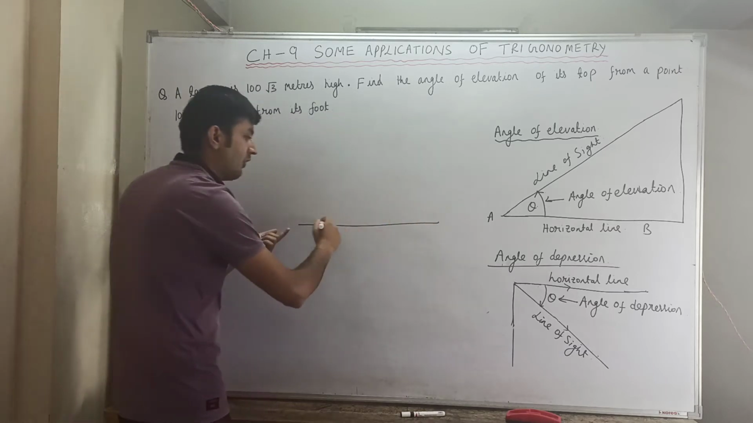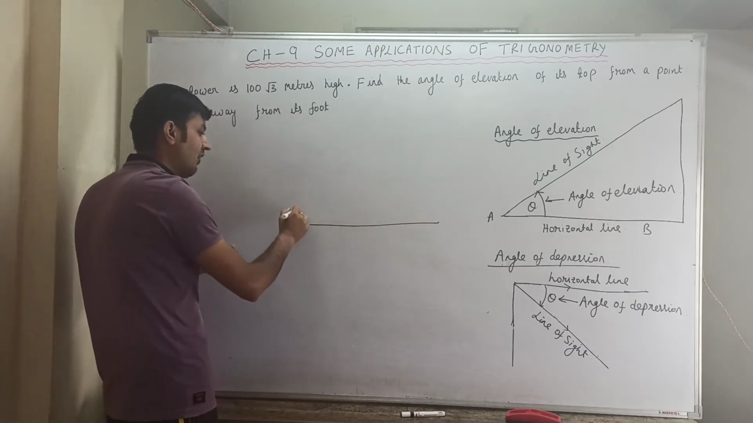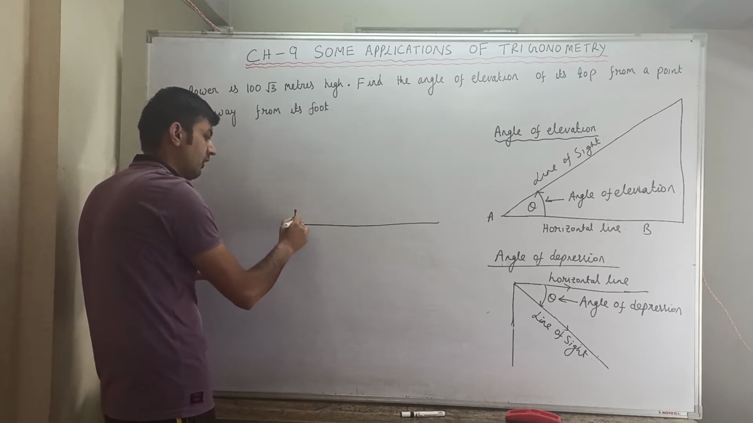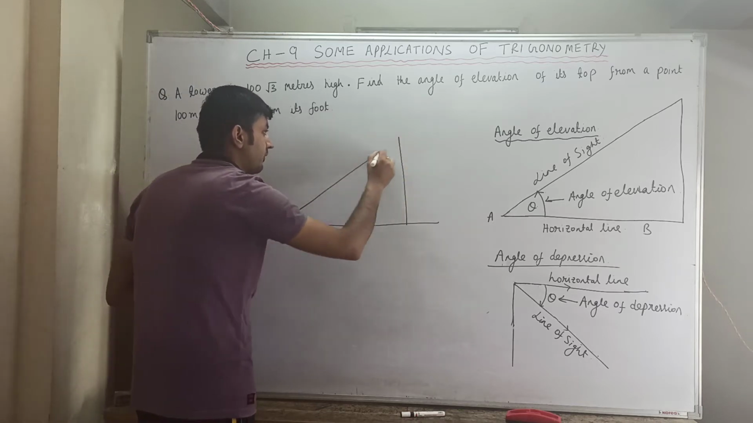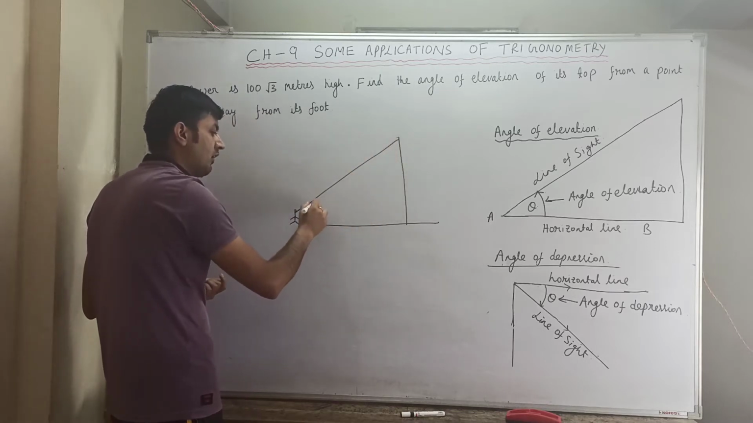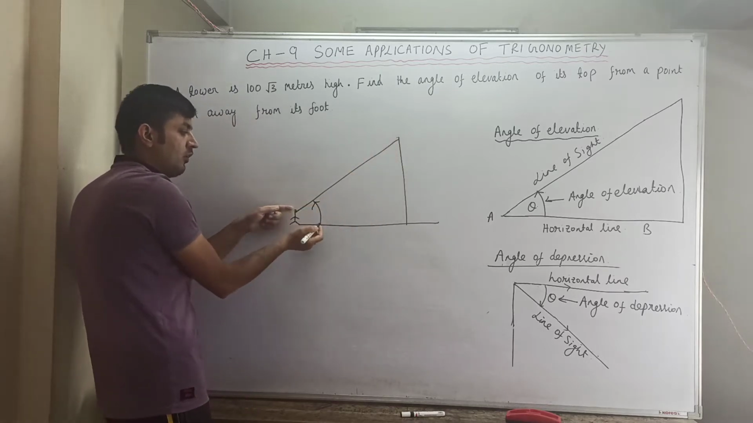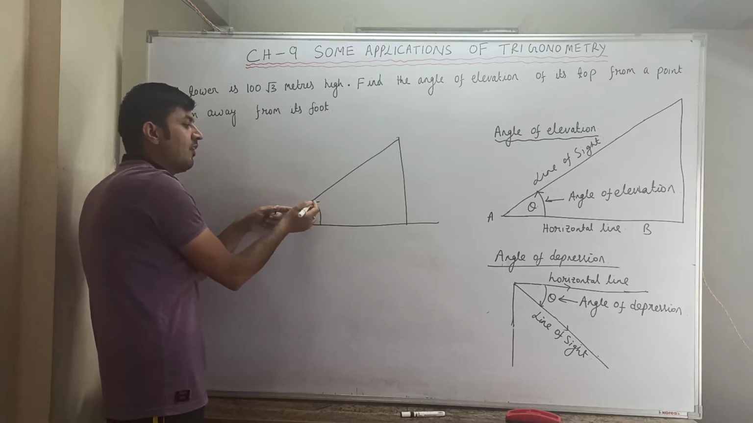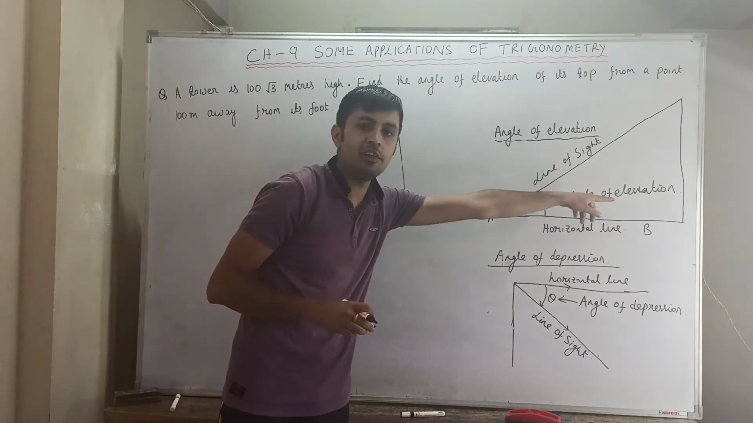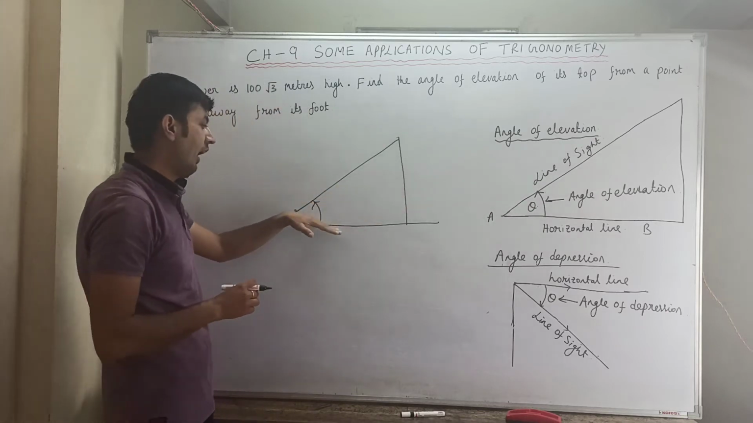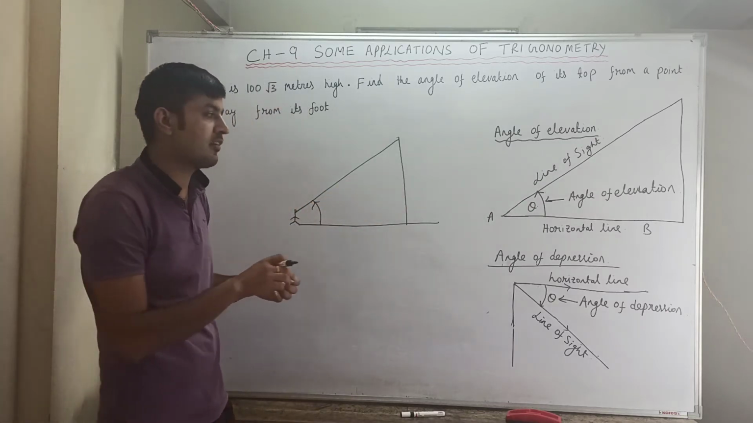this is the ground. You are standing out here. And there is a building. If you look up, you get some angle here. This angle is called your angle of elevation. This is called what? Angle of elevation. And see the direction.